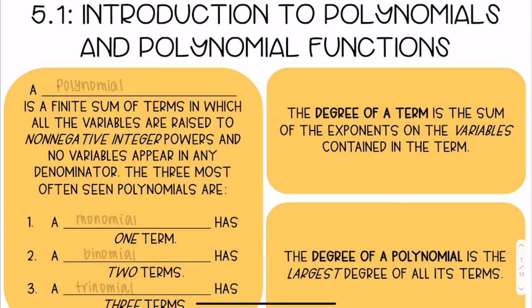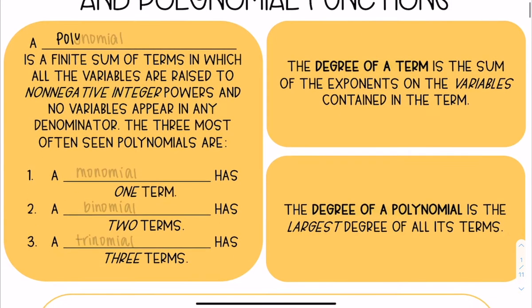In section 5.1, we're looking at the introduction to polynomials and polynomial functions. So the first thing is, what is the definition of a polynomial? A polynomial is a finite sum of terms in which all the variables are raised to non-negative integer powers. So that's important. We can't have -1, we can't have -100 as our power. We can only have non-negative. And no variables may appear in any of the denominators.